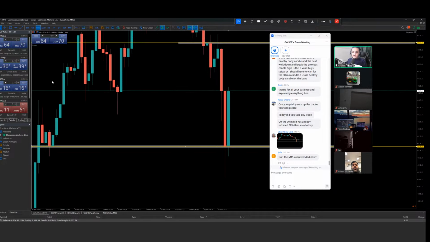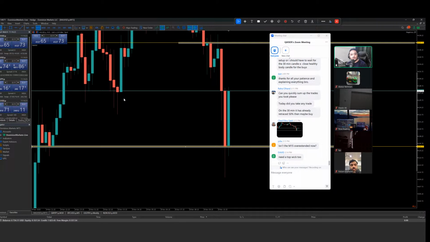Okay, man, it broke above the previous 50-minute high. The 30-minute rotates more than 50% of the previous candle body. H1 also rotates more than 50% of the previous candle body. And just waiting for this 50-minute candle to be closed. It's about to be closed in 30 seconds. So let's see.